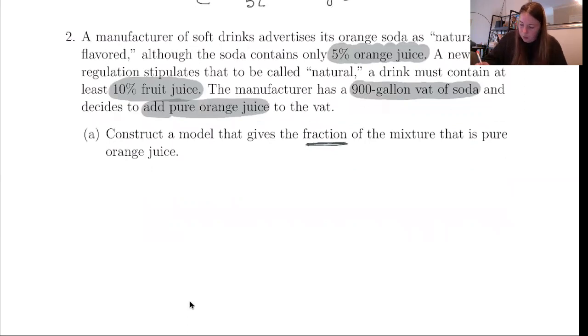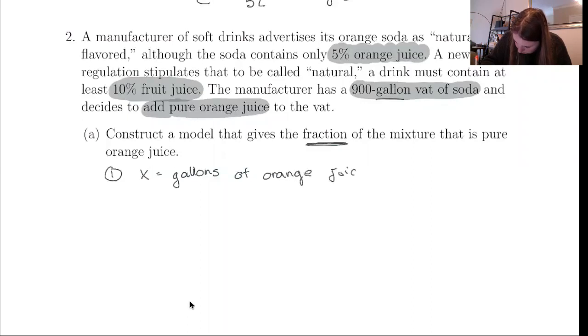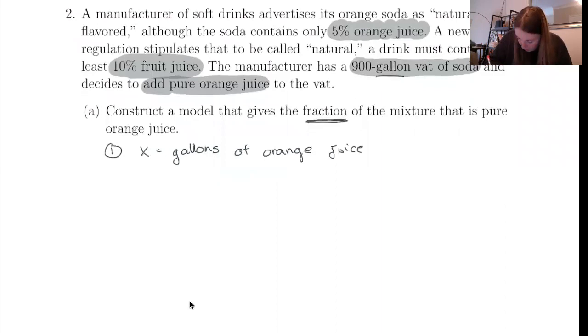Okay. So what's the thing that I'm varying? If I have a 900 gallon vat of soda and I'm adding orange juice, the thing that I'm varying is the amount of orange juice, right? So let's do X equals gallons. I don't want to talk about cups versus gallons. That's confusing. God knows the US measuring system is weird. Okay. So X is going to be gallons of orange juice.